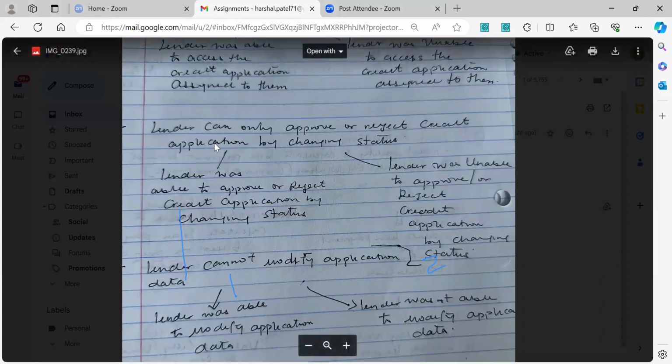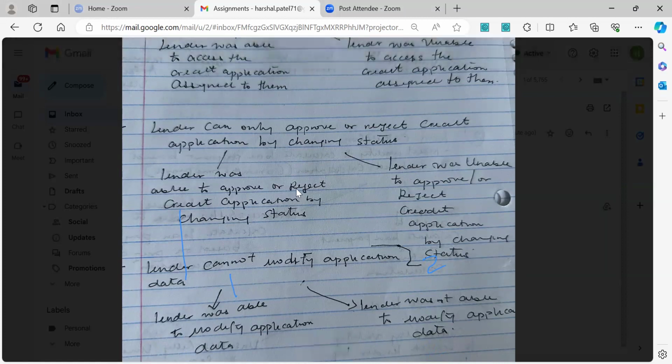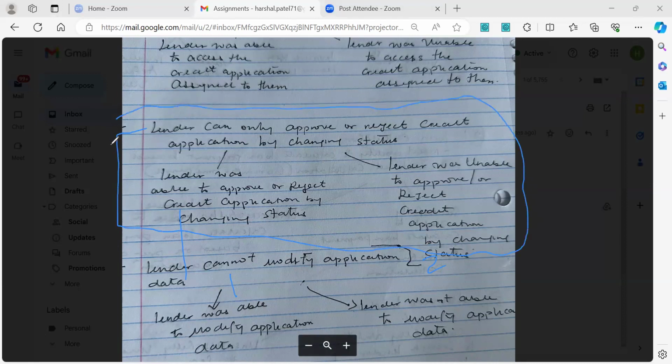Hang on, I think I showed the wrong one. So this is the part we are talking about here. Lender can approve or reject credit application by changing status. But when you look at it, it's essentially the same thing reworded: lender can approve and lender cannot approve or reject. So you have to think a little bit differently. If I have to prove it, what are the different scenarios?